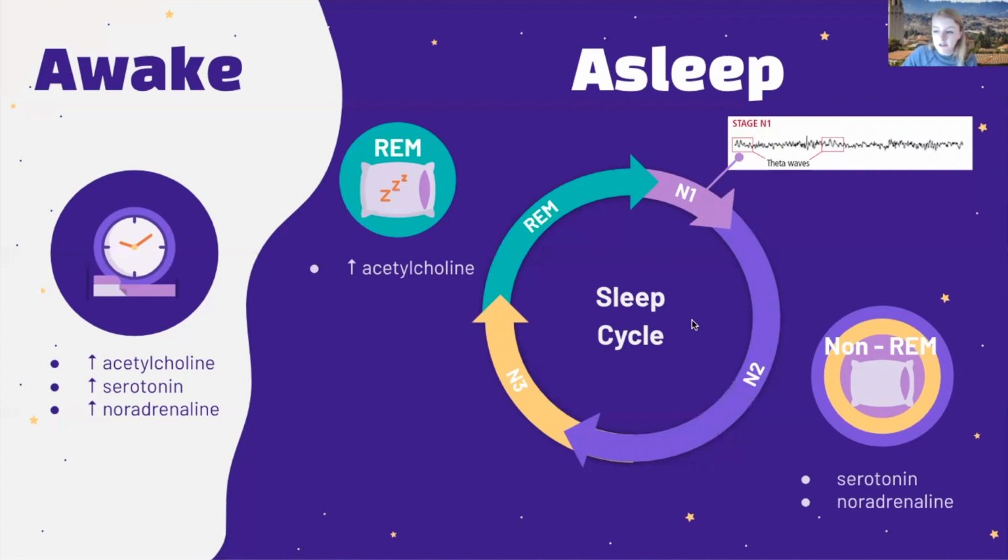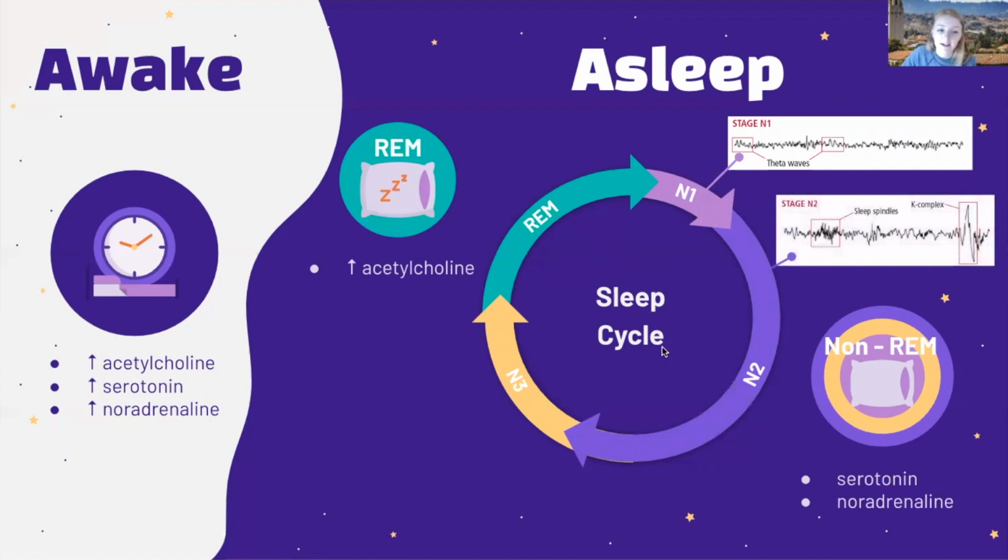Then in N2, our eye movement actually stops and our heart rate and breathing slow. There are theta waves and bursts of activity called K complexes and sleep spindles. K complexes are periodic high amplitude bursts that you can see over here, and sleep spindles are occasional high frequency bursts of activity thought to be involved in memory consolidation.